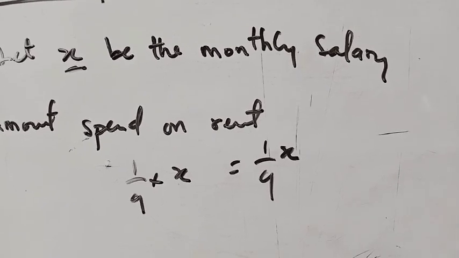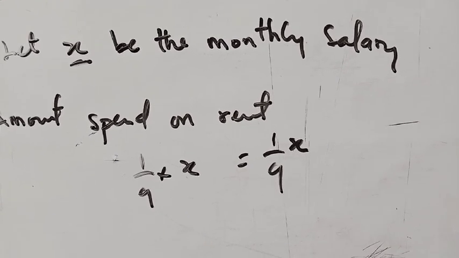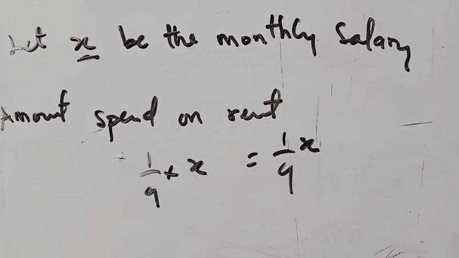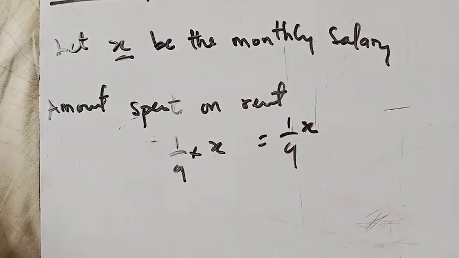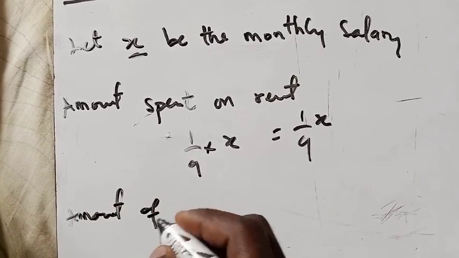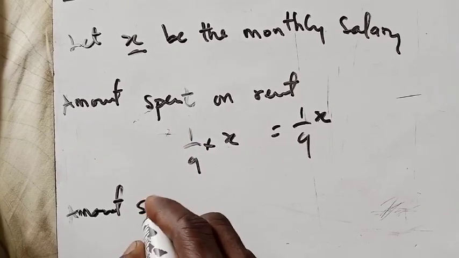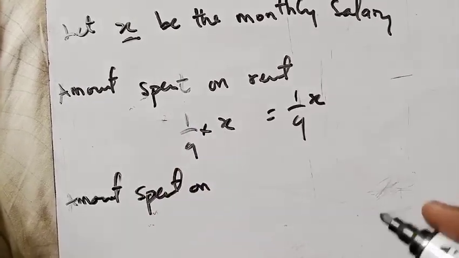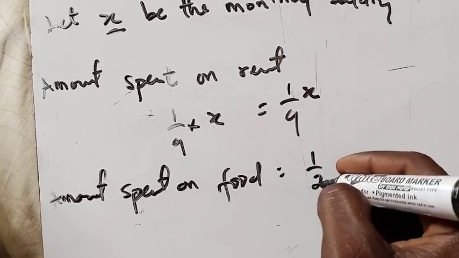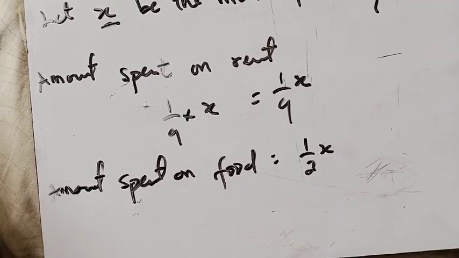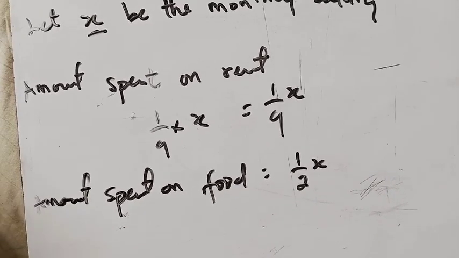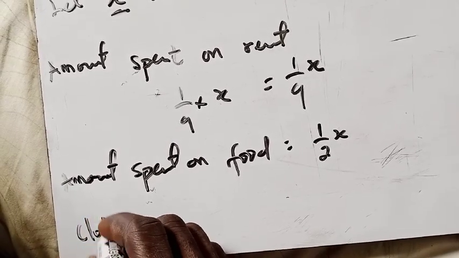Now the second part says that 1/2 is spent on food. So I guess you can easily write that expression down. The amount spent on food is going to be 1/2 x. And then finally we have the clothes and all the others, which is 1/4.